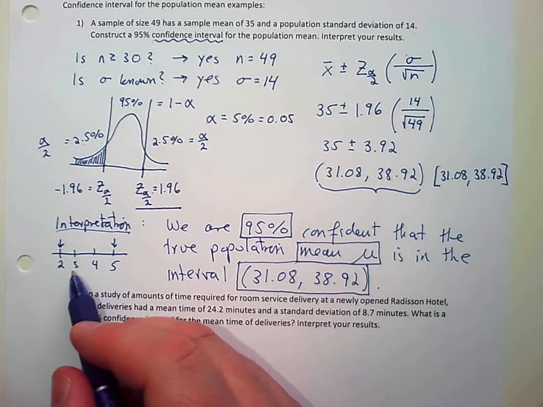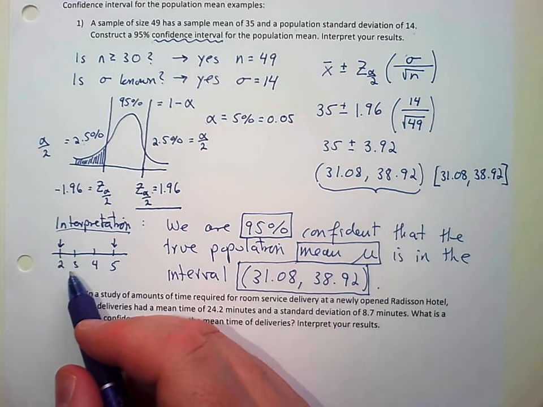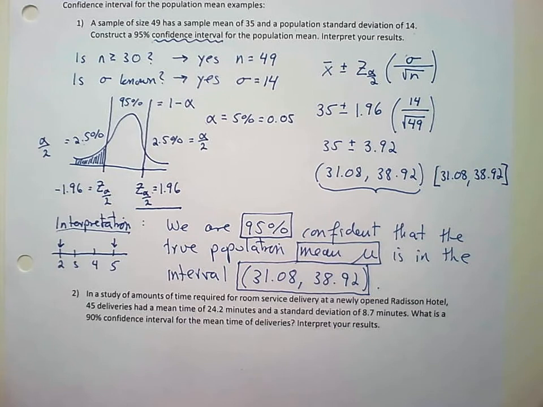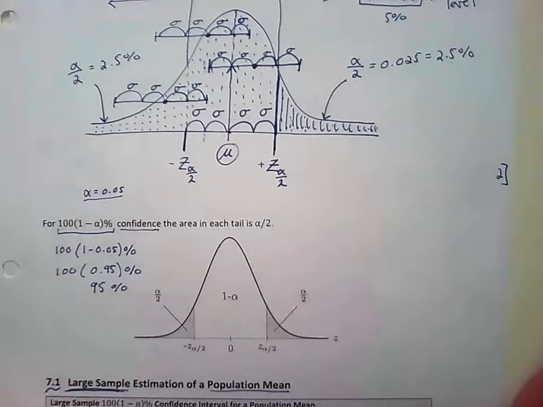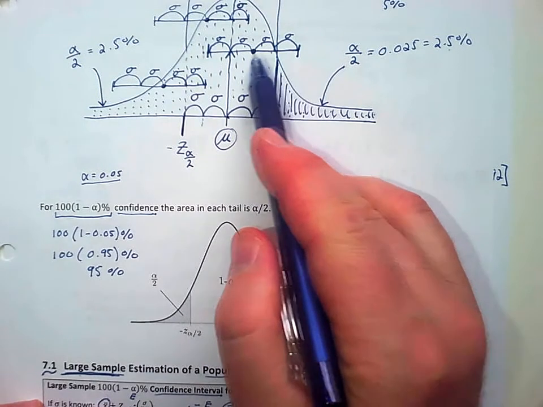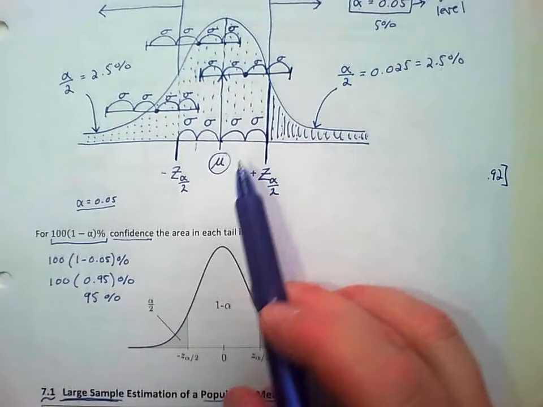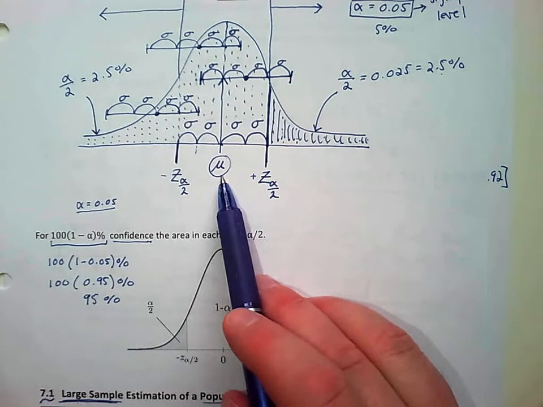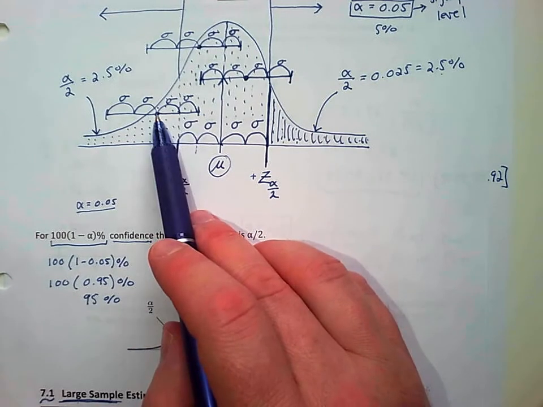It would be fundamentally incorrect to say that there's only a 95% probability that 3 is in the interval from 2 to 5. That just doesn't make any sense. Well, that's exactly what we're doing whenever we're creating our intervals. Either mu is in the interval or mu is not in the interval.